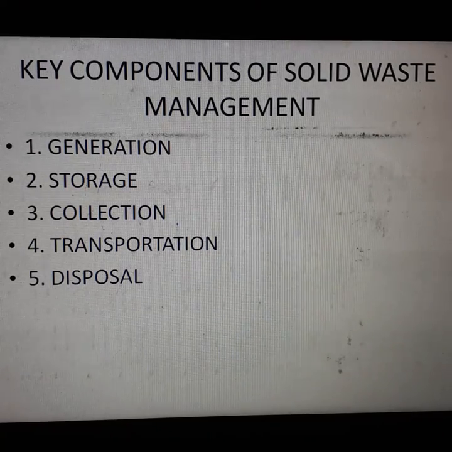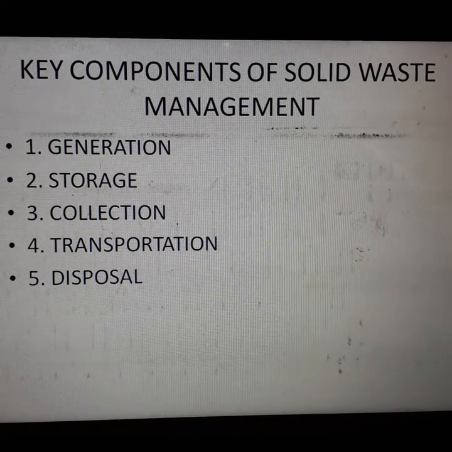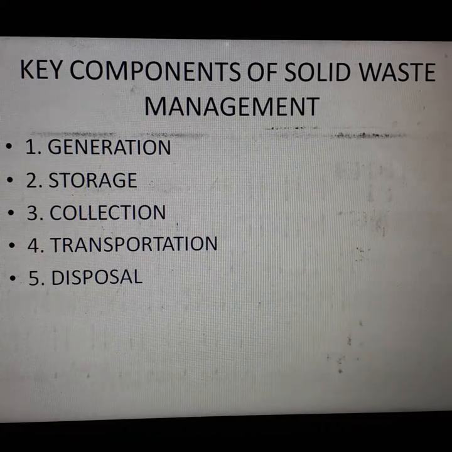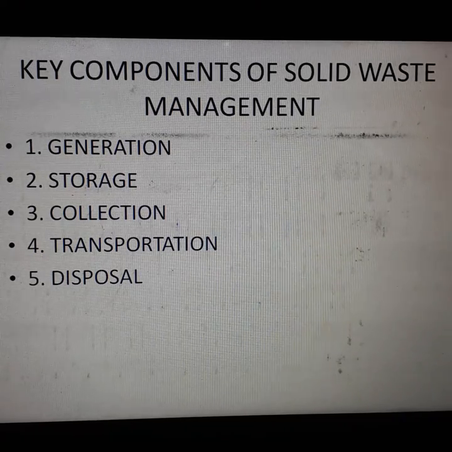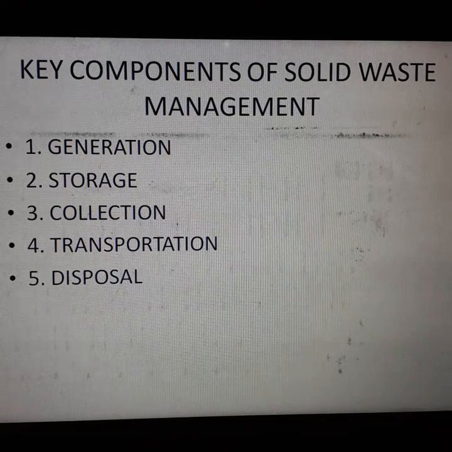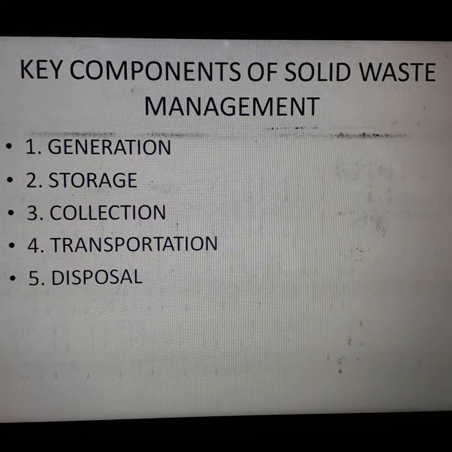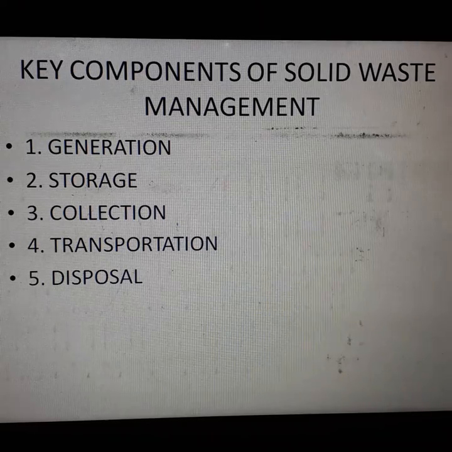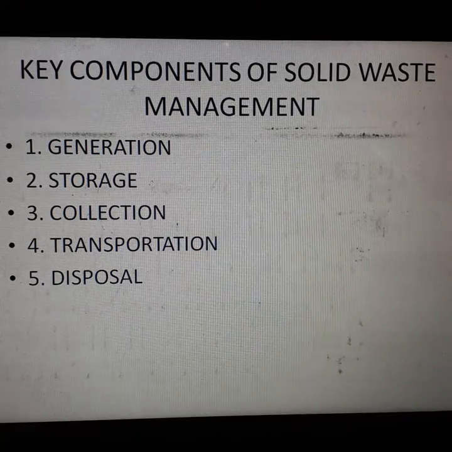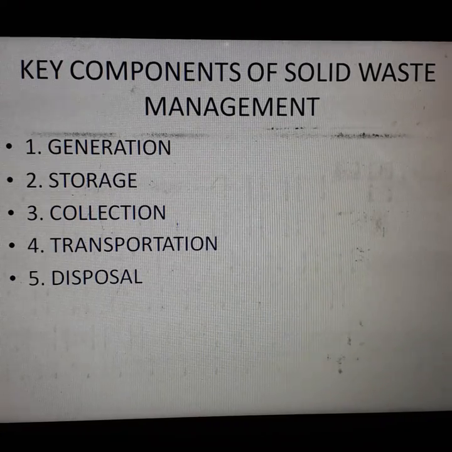Next is storage. Storage is a system for keeping materials after they have been discarded and prior to collection and final disposal. Where on-site disposal systems are implemented, such as where people discard items directly into family pits, storage may not be necessary.